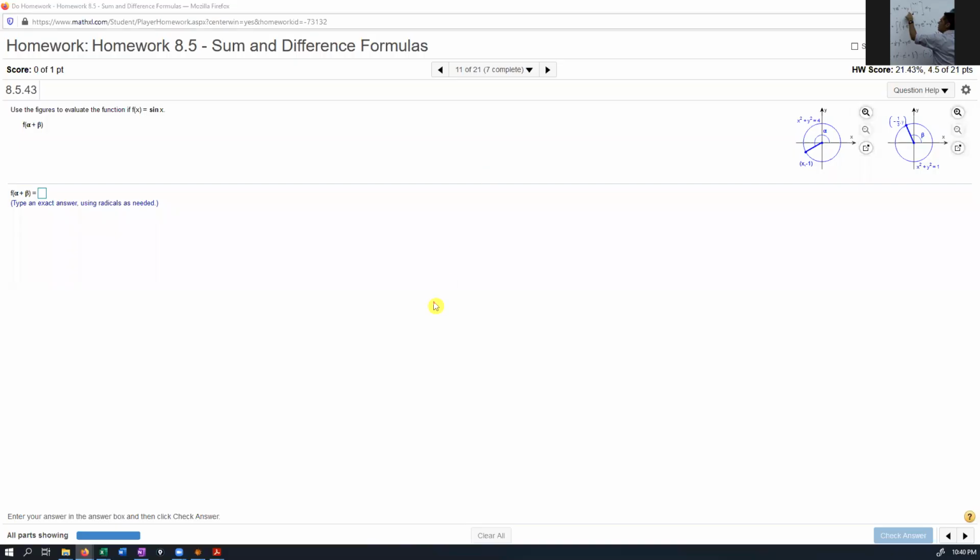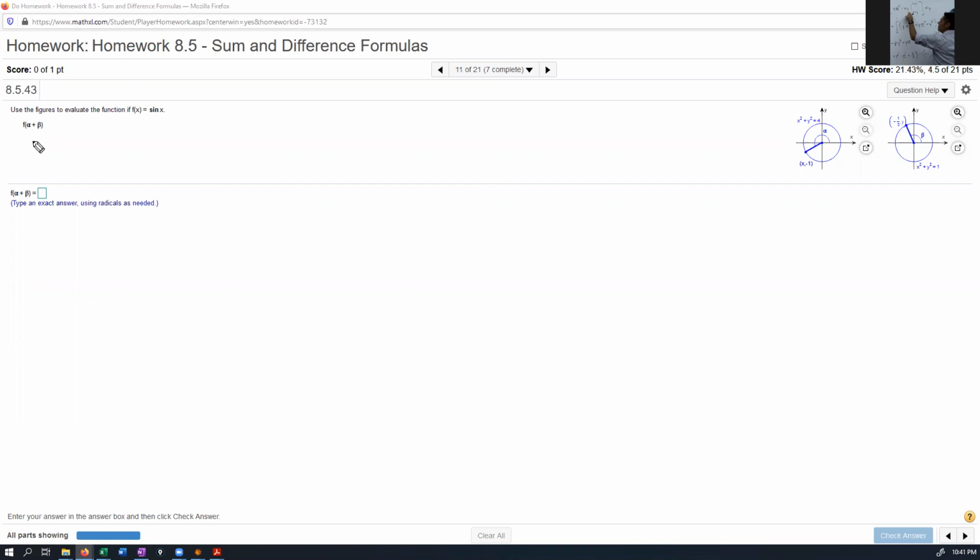All right, so this is an interesting problem. Didn't do anything like this in class. Use the figures to evaluate the function if f of x is sine of x. Okay, so first let's just figure out what this means. They want to know what f of alpha plus beta is.